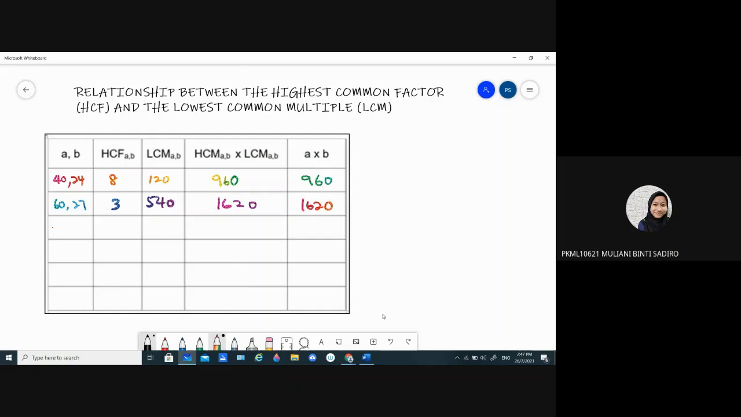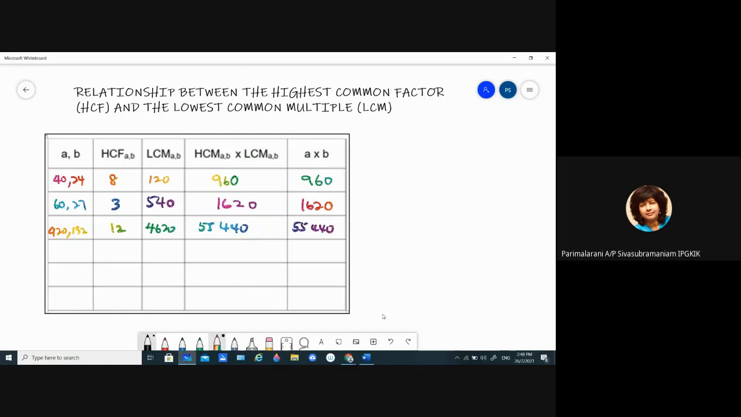So suppose I give you one last number here, 420 and 132. The HCF is 12 and LCM is 4620. Yeah? LCM is the multiple. That's why the LCM is always a very large number. HCF is the common factor, so it's smaller. So I have this, and HCF times LCM will give me 55,440. A times B, 420 times 132, also 55,440.